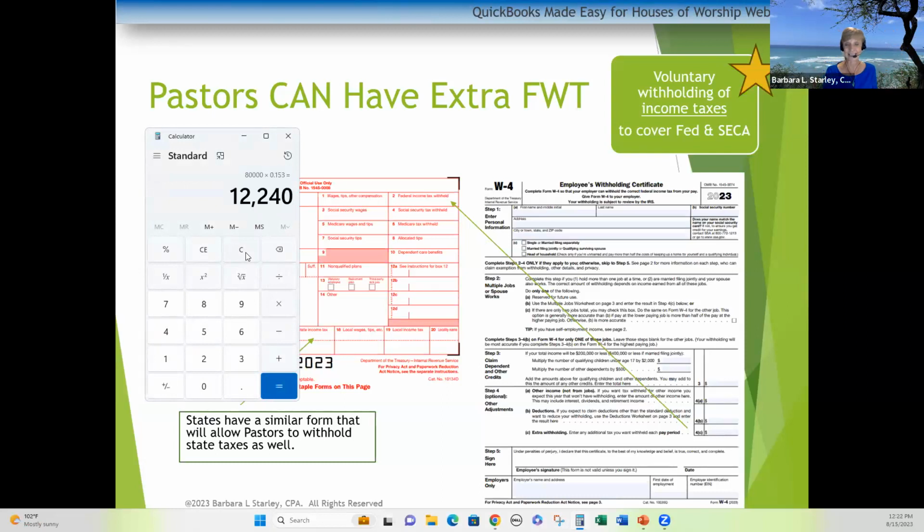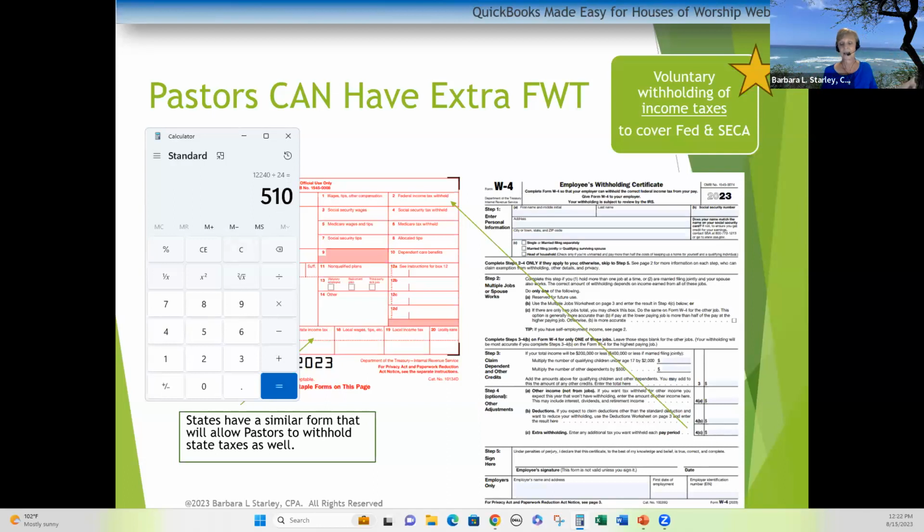It's a really good idea to take that number, divide it by the number of pay periods. Maybe if you get paid twice a month, that would be 24 pay periods. If you get paid every other week, that'd be 26 pay periods. And you would ask your payroll to add extra withholding, in this case, $510 to whatever the federal withholding tax is. And so that you are covering, that money is already set aside.